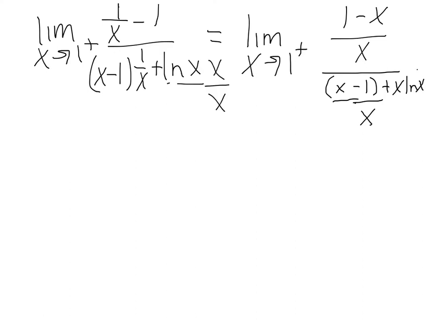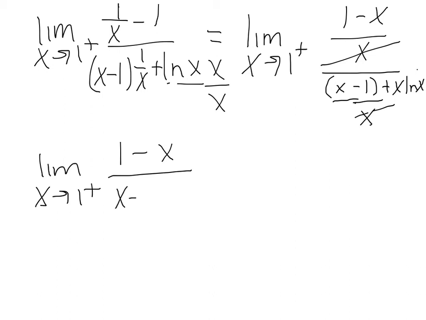Okay, now that we can do that, we can see that when we multiply by the reciprocal of our denominator, these x's are going to cancel out. And we're left with the limit as x goes to 1 from the right of 1 minus x over x minus 1 plus x natural log of x. Okay, now, again, we want to try direct substitution. And when we plug in 1, we would get 0 in the numerator. And if we plug in 1 to the denominator, we're going to have 1 minus 1, which would be 0, plus 1 natural log of 1. And since natural log of 1 is 0, again, we get 0 over 0. So we can apply L'Hopital's rule again.